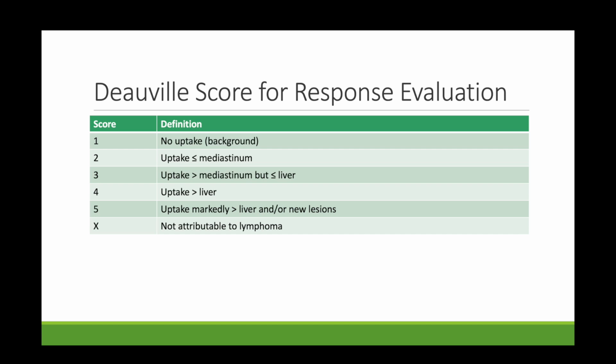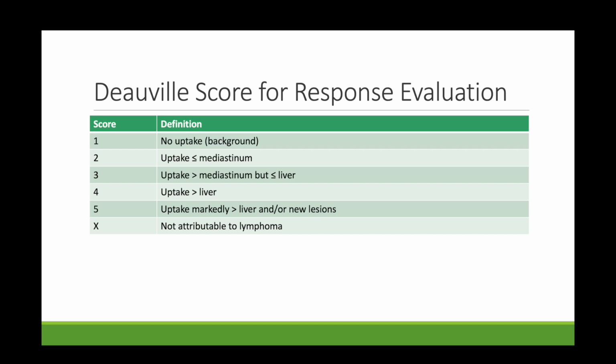And if you remember 3, then you can work either forwards or backwards for the rest of the scores between 1 and 5. And I know I probably oversimplified it by saying a Deauville of 1 to 3 is good and 4 to 5 is considered bad.